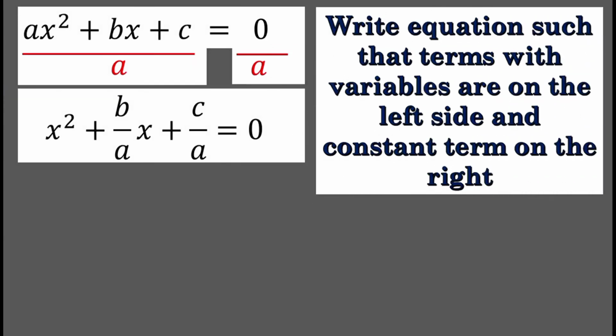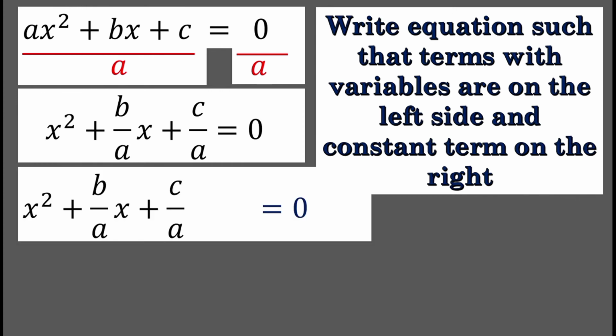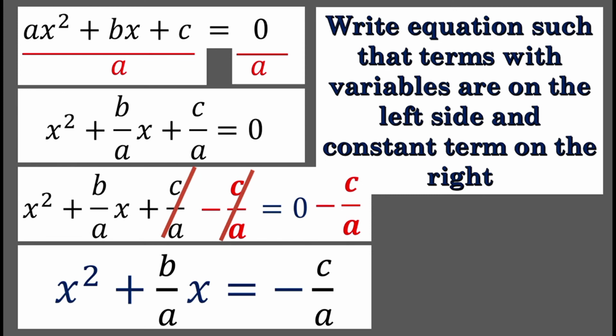Write equations such that the terms with variables are on the left side of the equation and constant term on the right. This means c over a will be transposed to the right side of our equation. Using subtraction property of equality, we will subtract both sides by c over a. Thus, we can eliminate c over a on the left side, leaving x squared plus b over ax is equal to negative c over a.